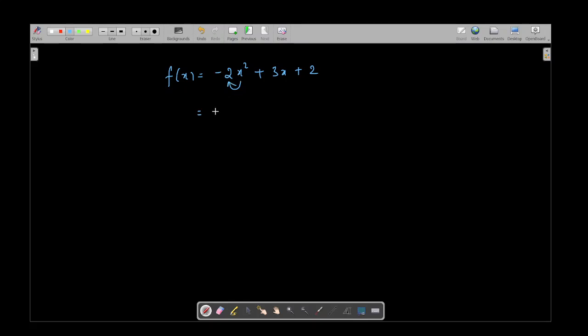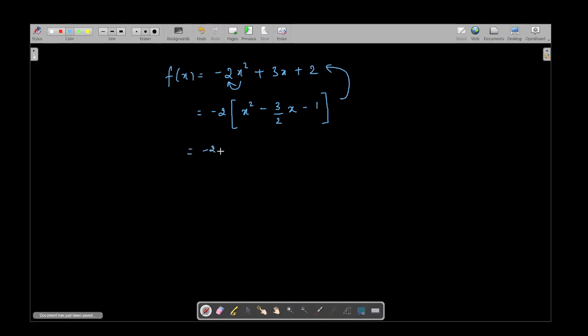Just take -2 common. So if I take -2 common, this becomes x², and this plus becomes minus, and this becomes 3 by 2 because I have taken 2 outside, x, and plus becomes minus because -2 is a coefficient, and 2 by 2 is 1. To verify whether we have written it properly or not, just try multiplying -2 to the whole thing inside this bracket. You have to get back this equation. This is 3 by 2. So now let us complete the square.